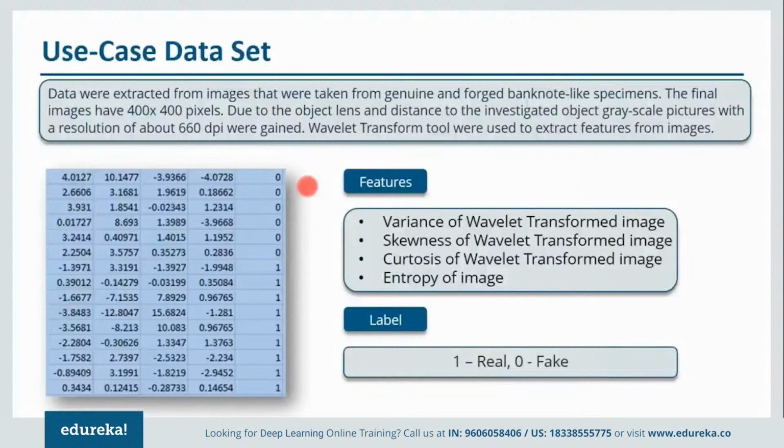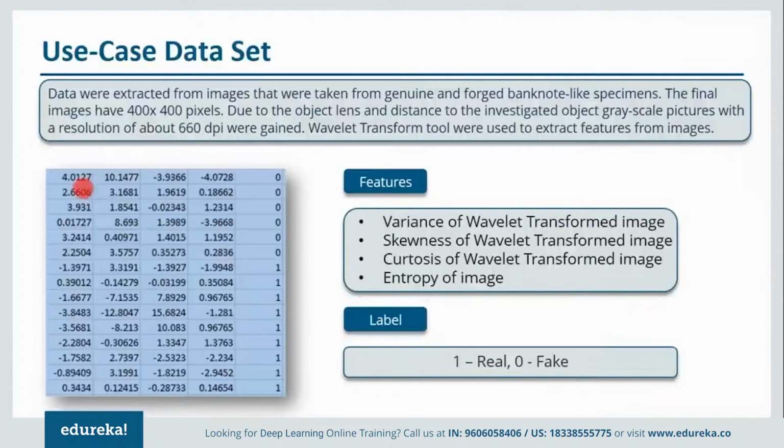Over here I've taken a screenshot of the data set with a few of the rows. In it, data were extracted from images that were taken from genuine and forged banknote-like specimens. After that, wavelet transform tools were used to extract features from those images. These are a few features that I'm highlighting with my cursor. And the last column actually represents the label. So basically the label tells us to which class that pattern belongs, whether it represents a fake note or a real note.